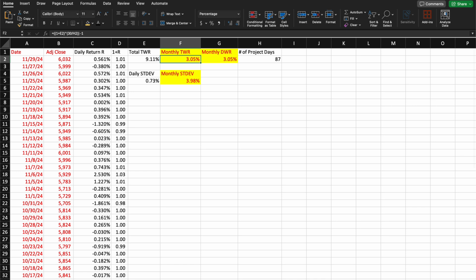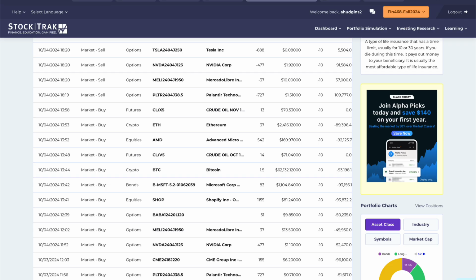And for daily standard deviation, you use the formula in Excel. You take the standard deviation of the daily return rate, and we get 0.73%. And for the monthly standard deviation, you take the daily standard deviation, which is 0.73%, and multiply that by the square root of 30, which gives us 3.98%.